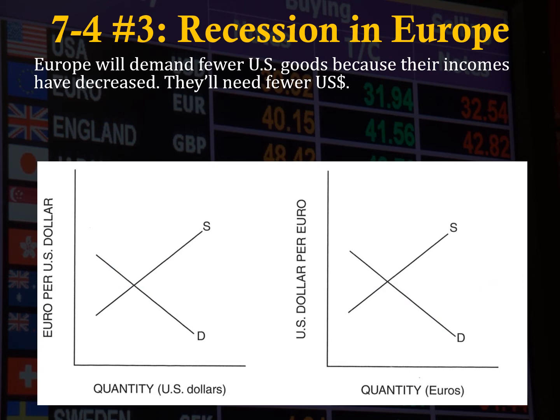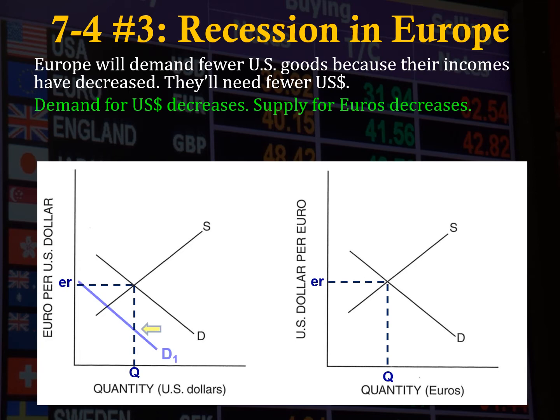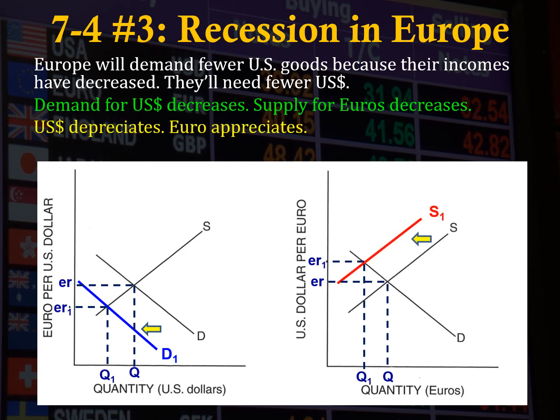Number 3, recession in Europe. So because of a recession, Europeans have less income, which means they're going to buy less stuff across the board, notably less American goods. So that means they're going to demand fewer dollars because they don't need as many to buy American goods. So the demand for the dollar decreases, weakening the dollar, and at the same time, the supply of euros decreases because they won't need to supply those euros to get those dollars they don't need anymore. So the euro gets stronger. The US dollar depreciates, the euro appreciates.